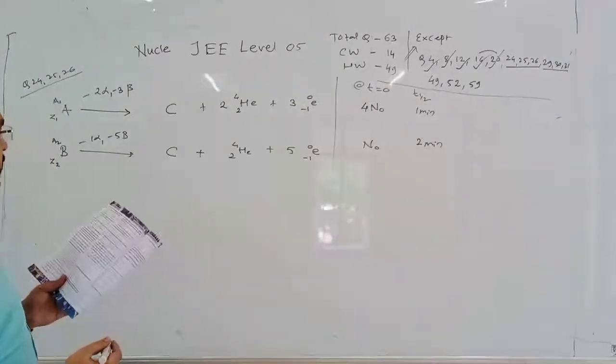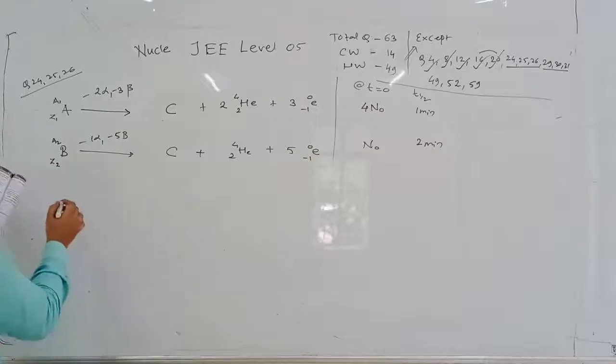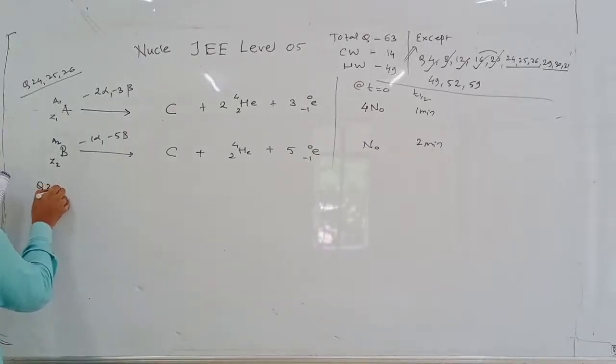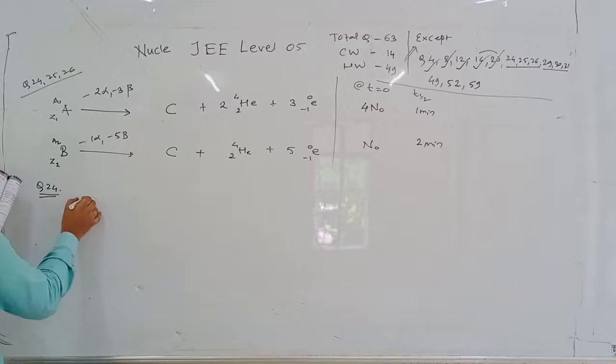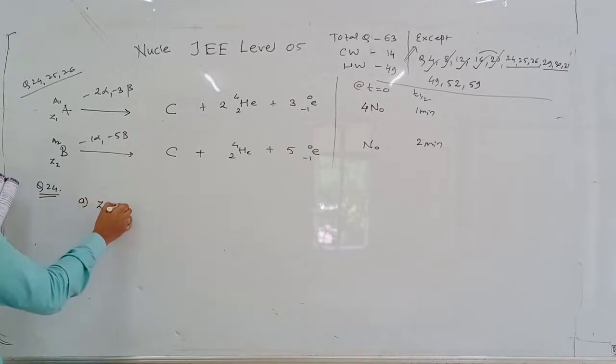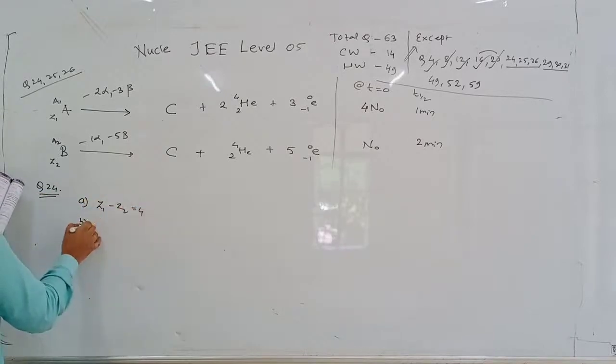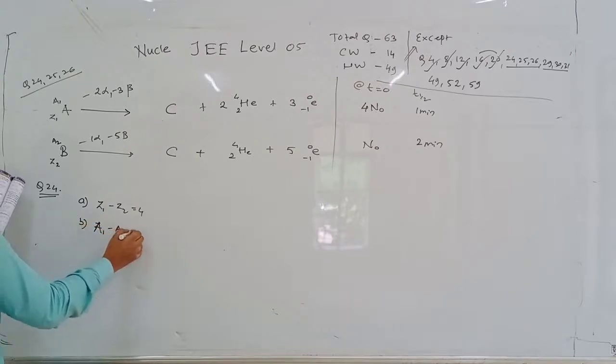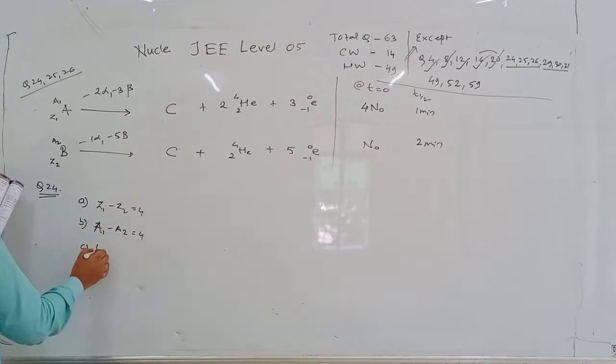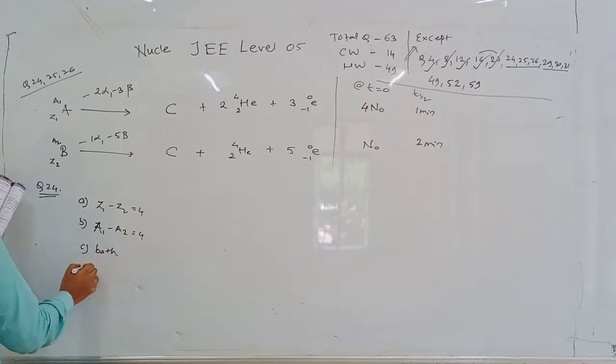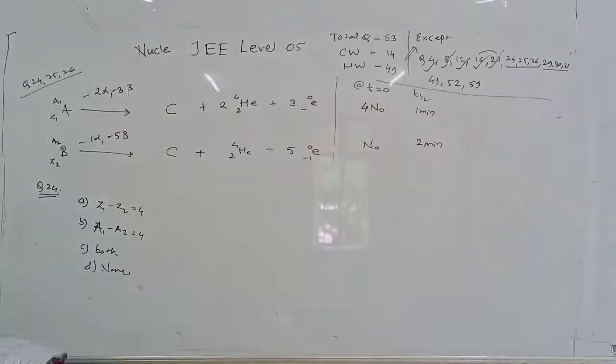So question number 24 is: option A, Z1 minus Z2 is equal to 4. Option B, A1 minus A2 is equal to 4. Option C, both. Option D, none. This is question number 24.